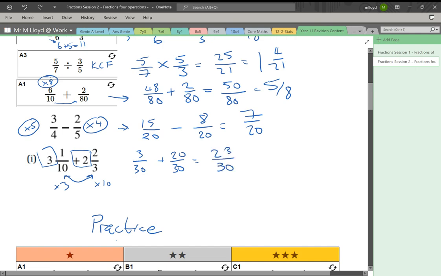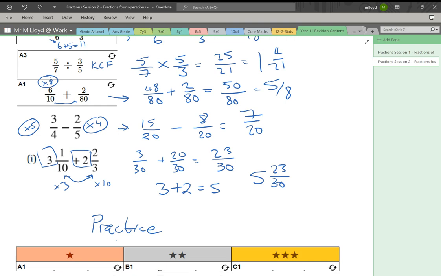23/30. Now I did say I've got these other two bits to do. 3 plus 2 equals 5, and then we just put them together, 5 and 23/30. Now be careful with that, you can't do that for multiplication. You can kind of do it for subtraction, but you have to rely on that first fraction ending up being bigger than the second fraction.